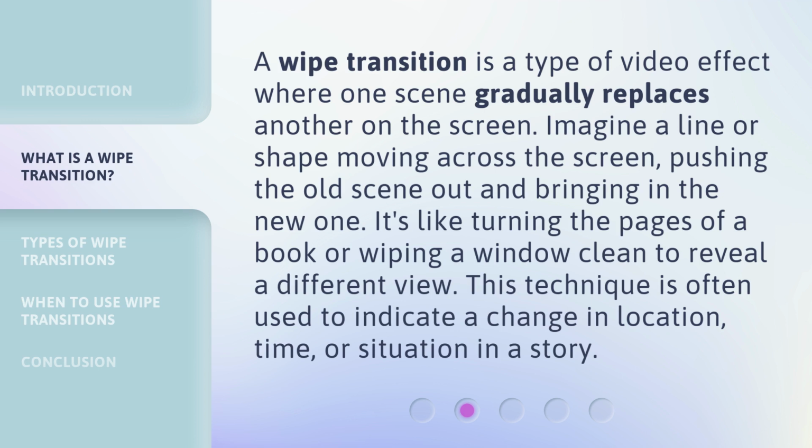A wipe transition is a type of video effect where one scene gradually replaces another on the screen. Imagine a line or shape moving across the screen, pushing the old scene out and bringing in the new one. It's like turning the pages of a book or wiping a window clean to reveal a different view. This technique is often used to indicate a change in location, time, or situation in a story.